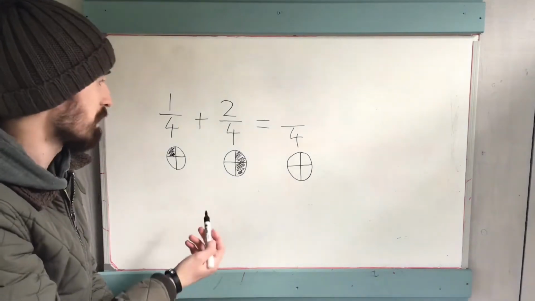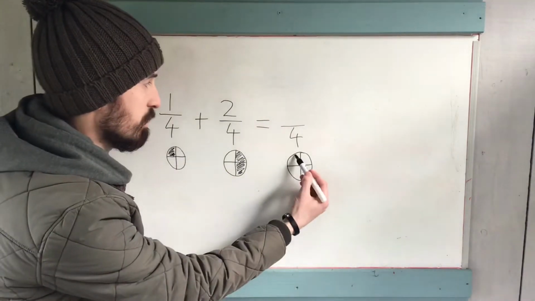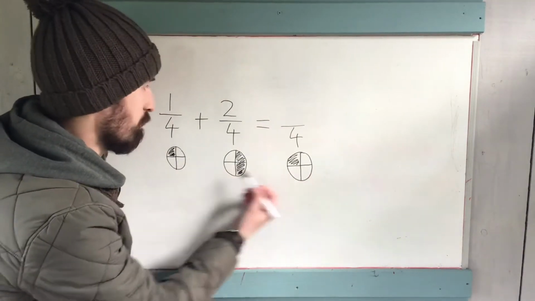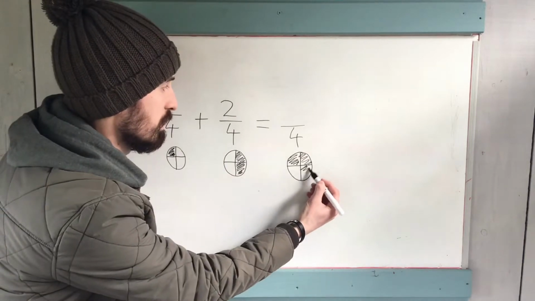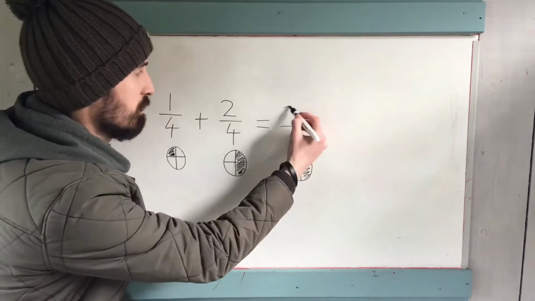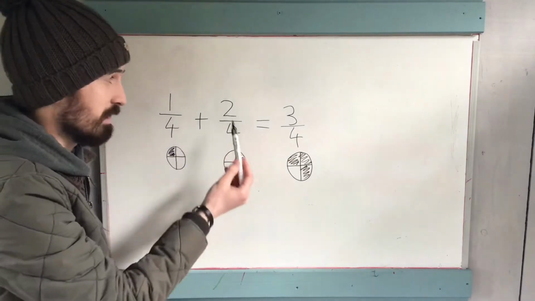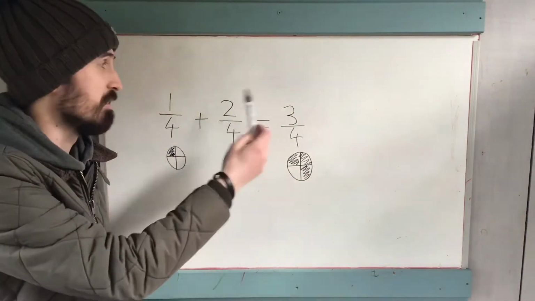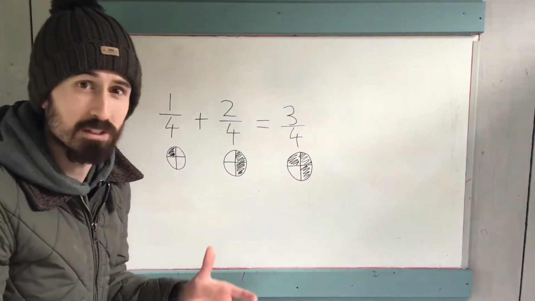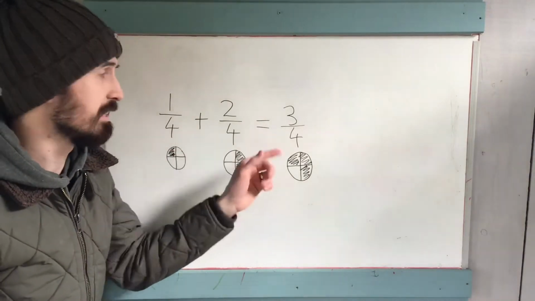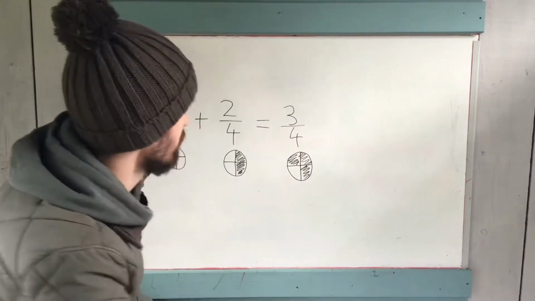Hopefully we're seeing that when you have these two together and you add them together, we've got that bit shaded and we've got these bits shaded here as well. You should see that we end up with 3 quarters because quite simply 1 add 2 was 3. So we've added the numerators, and we've maintained the same denominator. Okay, so that's just a little recap.